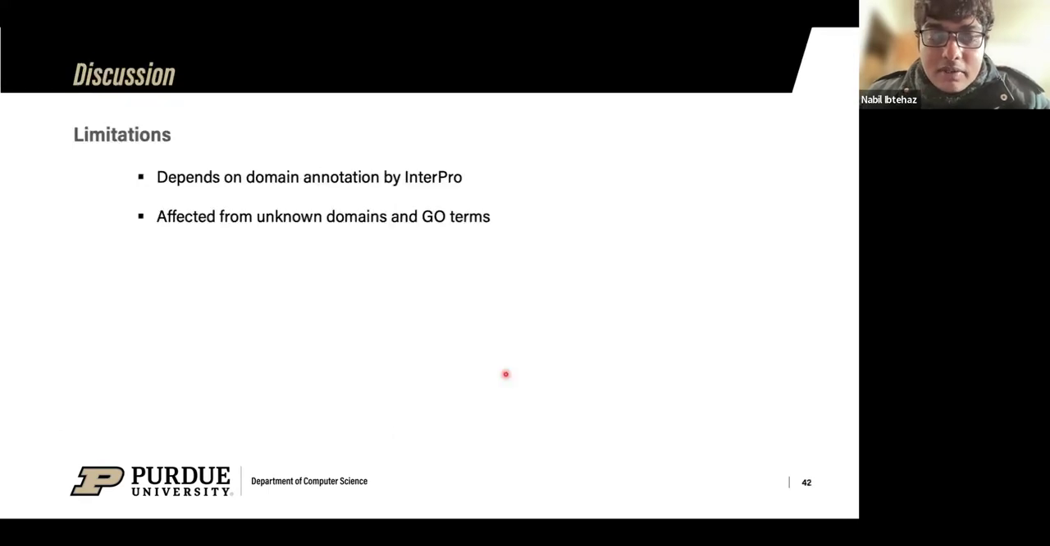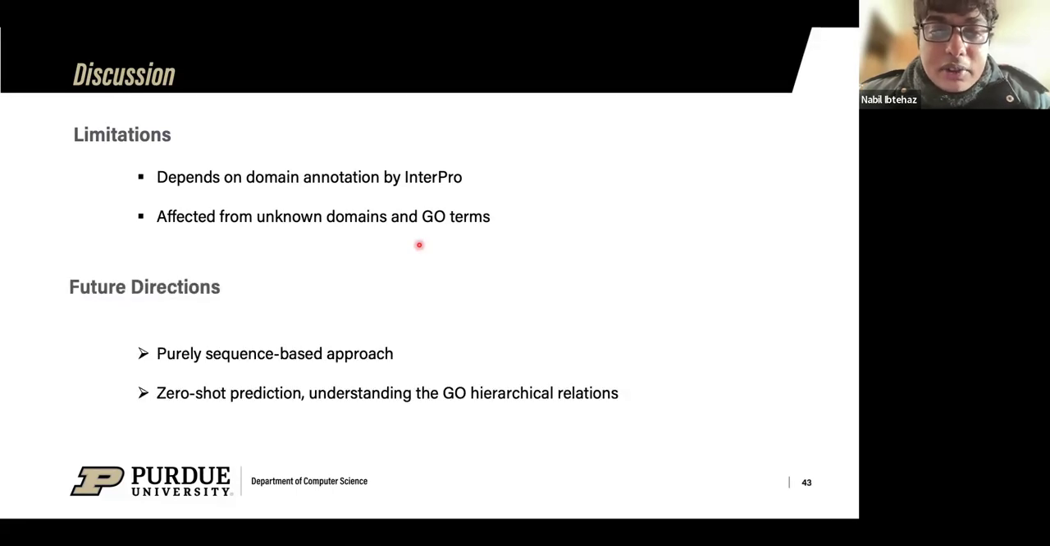Now, in terms of limitations, we have some. The first limitation is that it depends on the domain annotation from InterPro, so it's not purely sequence-based. If some domain is absent in InterPro, then we won't be able to predict the functions. And another limitation is that if there are unknown domains or unknown GO terms, we won't be able to predict the functions. So our future directions are based on the limitations.